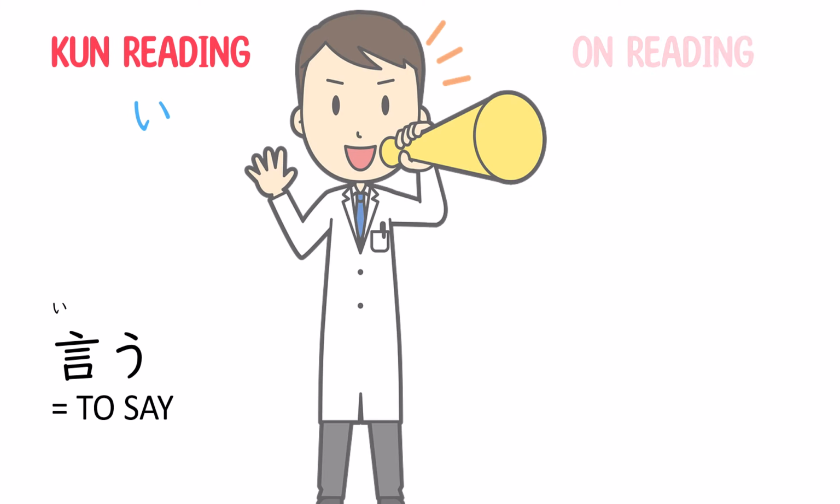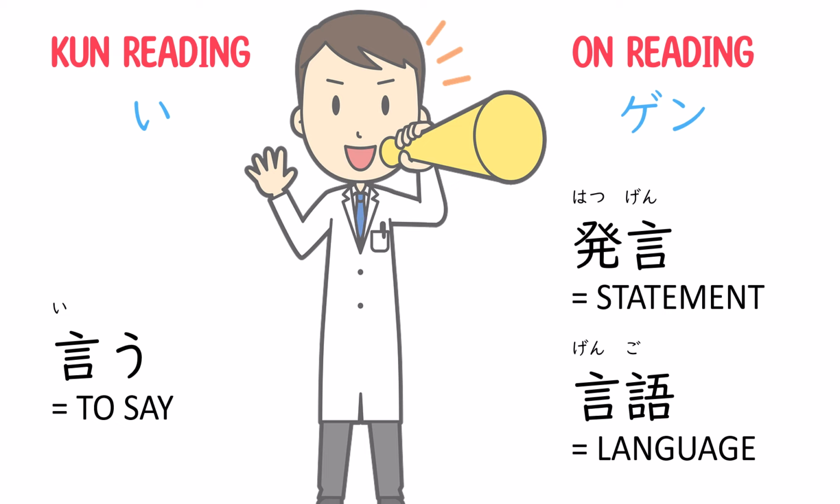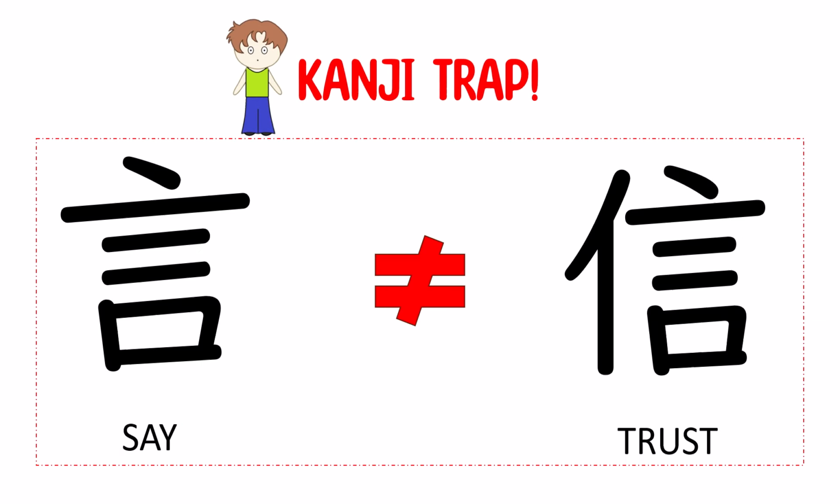The kun reading is i. The example is iu, or to say. The on reading is gen. The examples are hatsugen, or statement, and gengo, or language. Do not confuse say with trust. Trust has the radical of person, while say is a radical of its own.